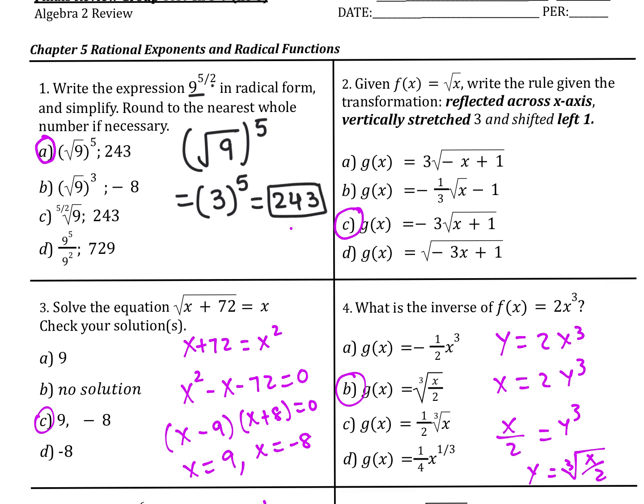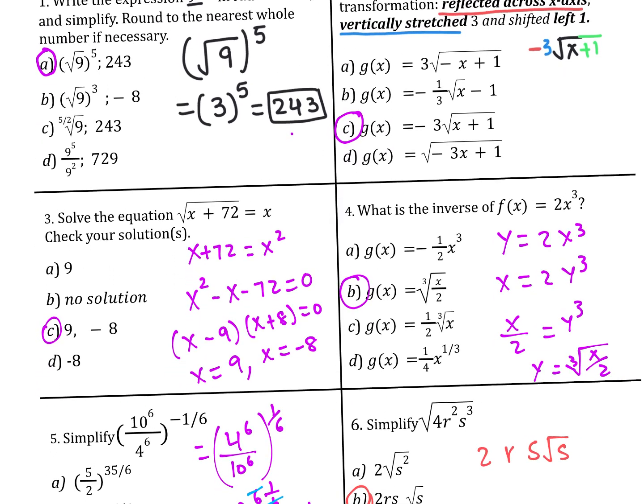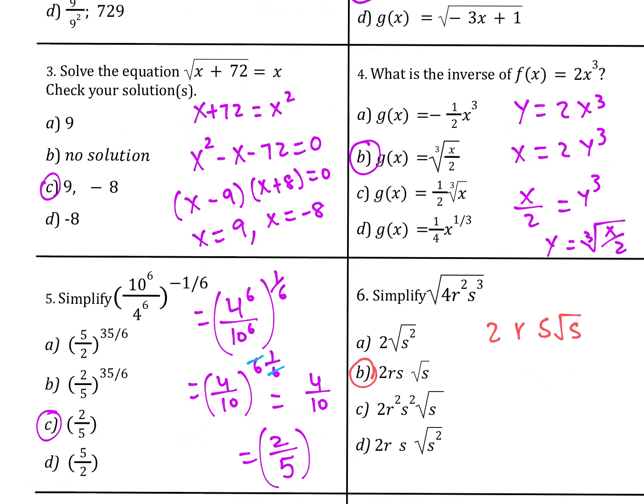Next we have a parent function, square root of x. First, the transformation is reflected over the x-axis, which means a negative in the front. Second, you have a vertical stretch by 3, so you multiply by 3 in the front. And you have plus 1 inside the function because it's to the left one, so plus 1 inside the function. The answer is C.